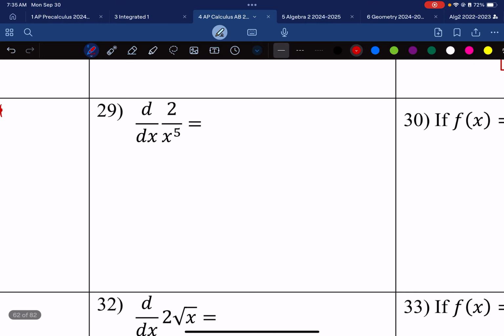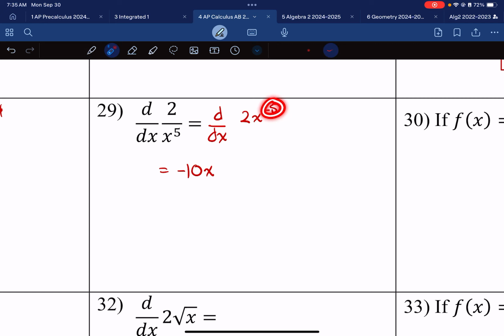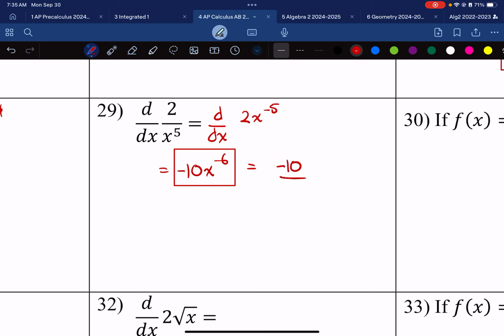All right, number 29, again, we're not ready to take the derivative yet, so I'm going to keep the derivative with respect to x, and I'm going to say this is really 2x to the power of -5. Now I'm ready to take the derivative, and I'm going to say this thing is equal to -5 being multiplied down. -5 times 2 is a -10, x to the power of, and then this goes down from -5 to -6, and there's our answer. All right, and from here, you can say the equivalent form is -10 in the numerator and x to the positive 6 in the denominator.